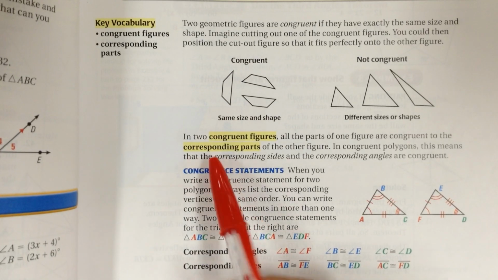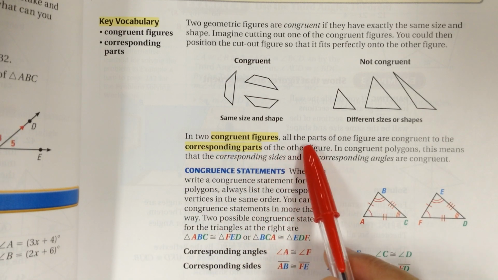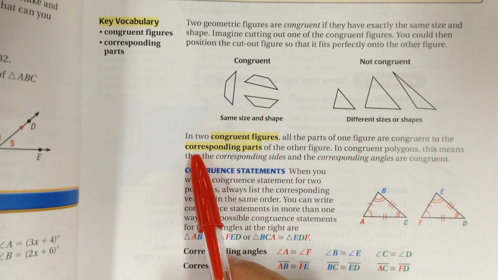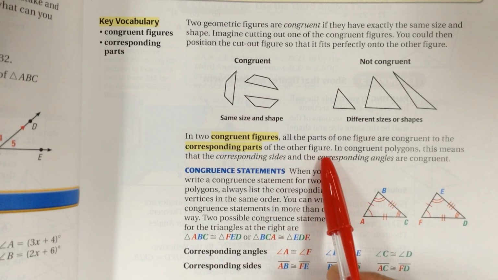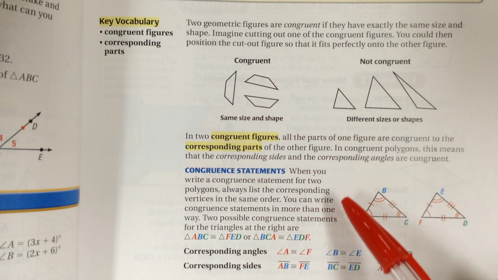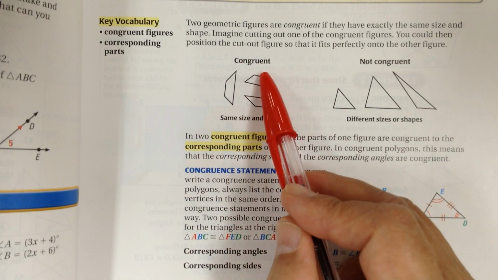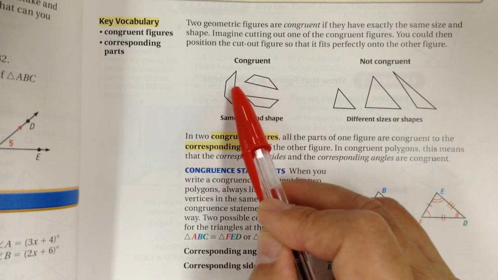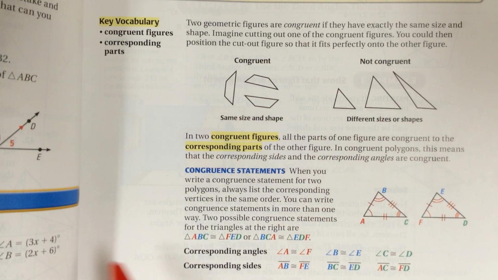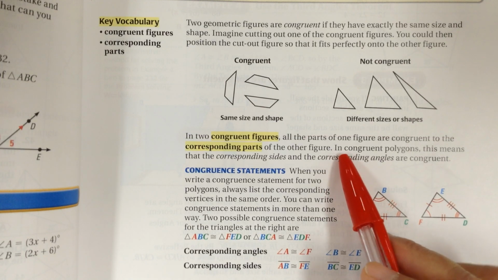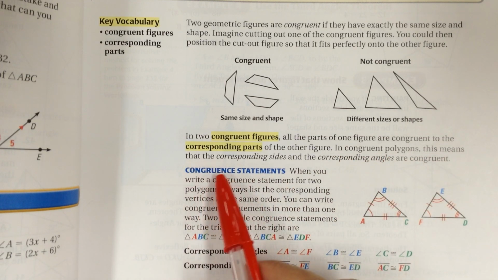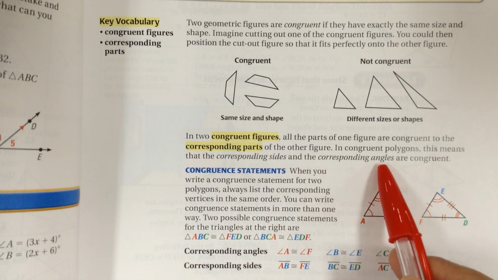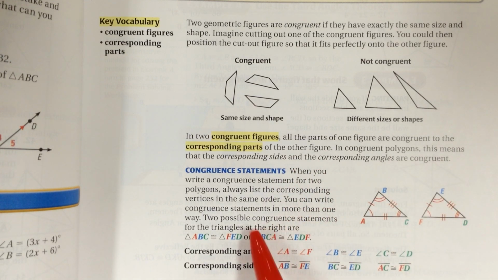In two congruent figures, all the parts of one figure are congruent to the corresponding parts of the other figure. Corresponding part means the matching part. Like this one over here, see, this and this and this, they are congruent parts. These are the corresponding parts. In congruent polygons, the corresponding sides and the corresponding angles are congruent. Corresponding means the exact same position, the same location.